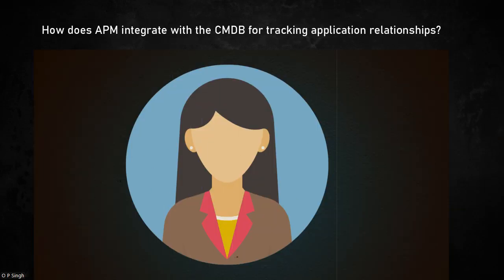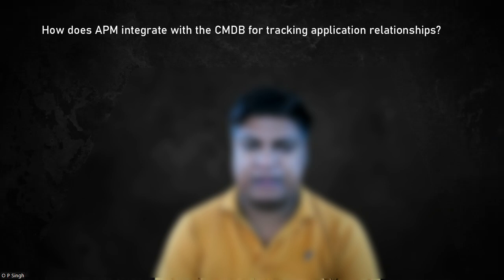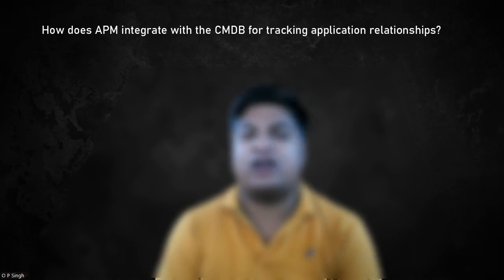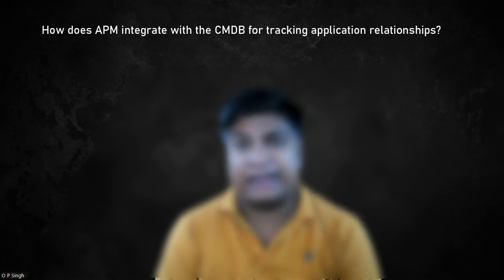That sounds quite flexible. How does APM integrate with the CMDB for tracking application relationships? As I already told, APM integrates with CMDB by establishing a relationship between business applications and other configuration items. This helps in tracking dependencies between applications and the infrastructure and provides a comprehensive view of how they are interconnected with each other, and all the dependencies, all the necessary information.